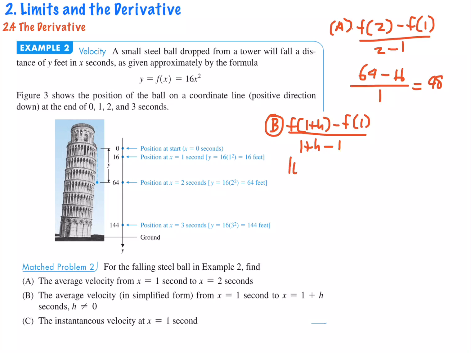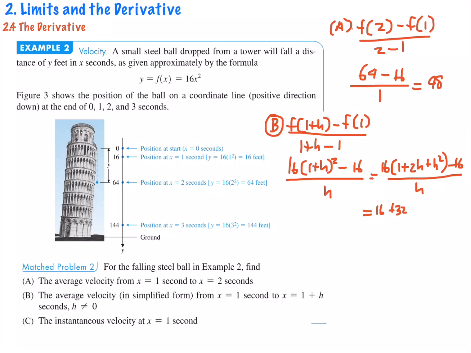So it will be 16 times (1 plus h) squared minus f of 1, which is 16, divided by 1 plus h minus 1, then we'll get that's equal to h. Yeah, expand (1 plus h) squared, then we'll get 16 times (1 plus 2h plus h squared) minus 16 divided by h. So then we'll get 16 plus 32h plus 16h squared minus 16 divided by h.